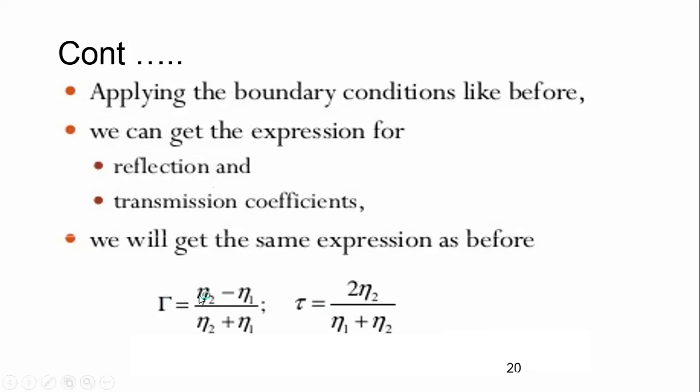Similarly, tau, the reflection coefficient, and tau, the transmission coefficient, can be written in terms of the two regions. The reflection coefficient is eta 2 minus eta 1 divided by eta 2 plus eta 1. And for the transmission coefficient, tau will be 2 eta 2 divided by eta 1 plus eta 2.